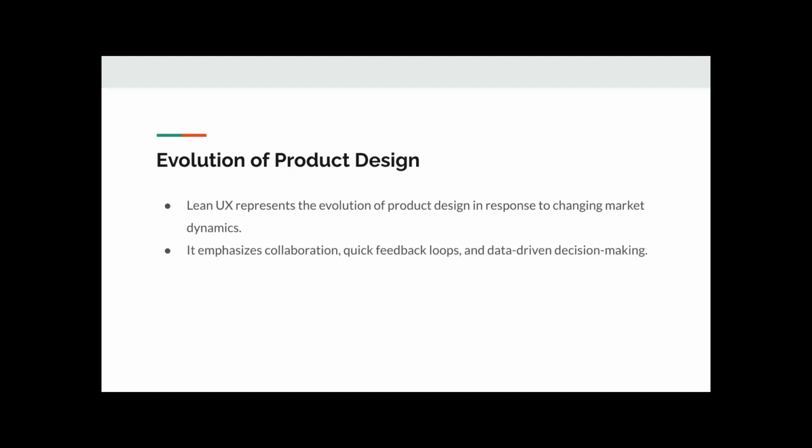And that's why Lean UX says that you have to consider the changing market dynamics, because every day new products are launched, every day new competition is appearing in the market. And if you want to build a product that customers want, a product that will be useful for all the customers, you will have to focus on the market, you will have to focus on quicker release cycles, right? And that's why Lean UX focuses more on collaboration, quick feedback loops, and data-driven decision making.